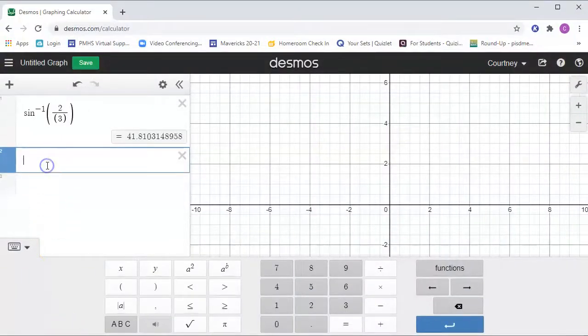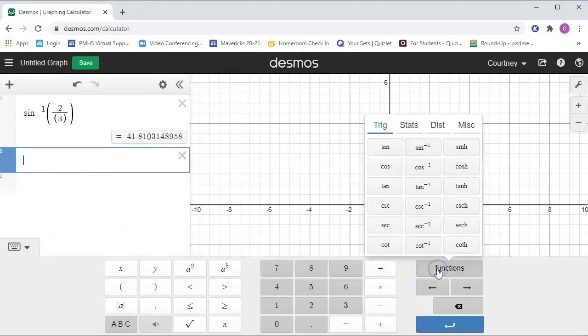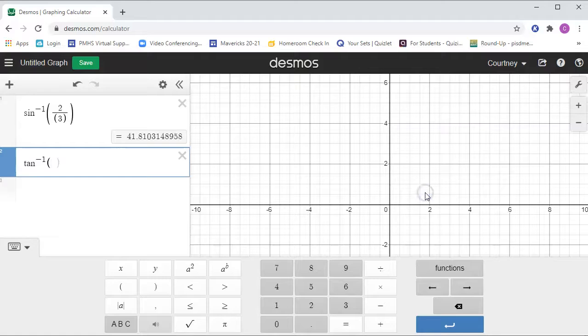So the first one that I want to find is the tangent inverse of 0.75. So I'm going to go to my functions. I'm going to find tangent inverse of 0.75, and I get 36.8698, but that's going to round to 36.870.